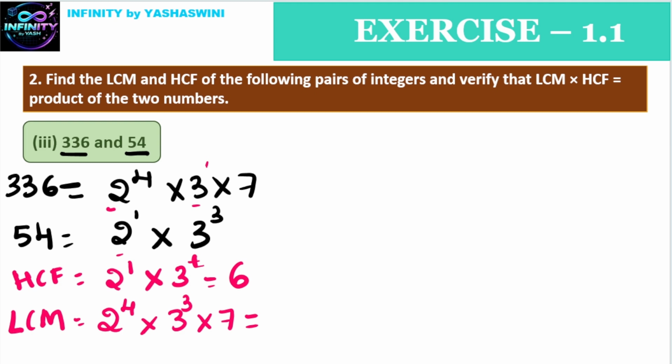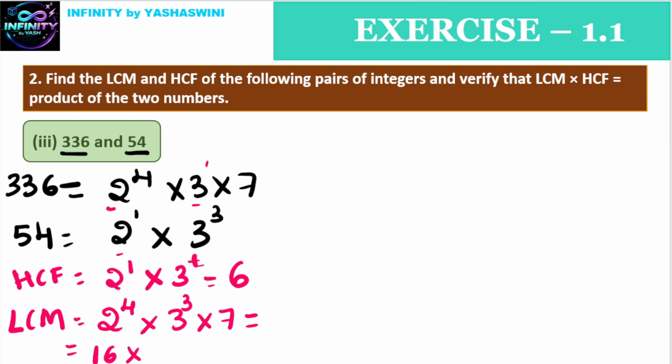2 to the power 4 is 16. When you multiply 2 4 times, you will get 16. When you multiply 3 3 times, you will get 27, because 3 3s are 9, 9 3s are 27, into 7. Now multiply everything, you will get 3024. So HCF is 6 and LCM is 3024.